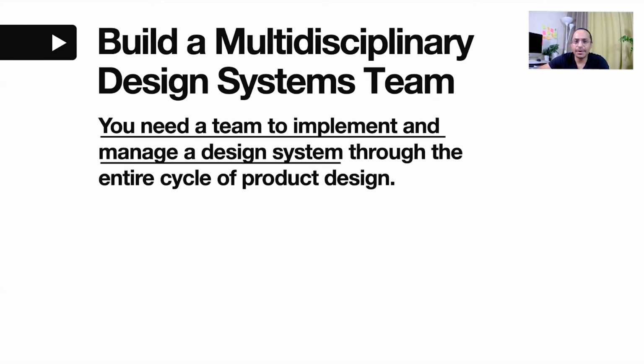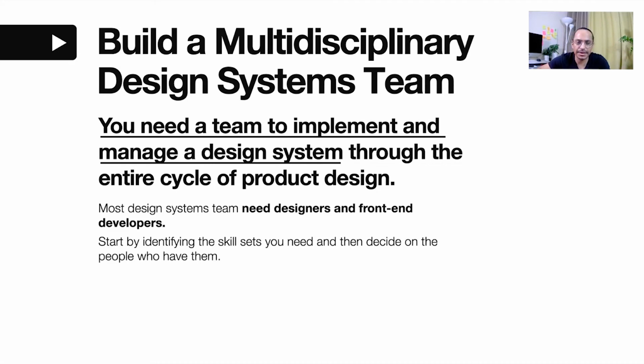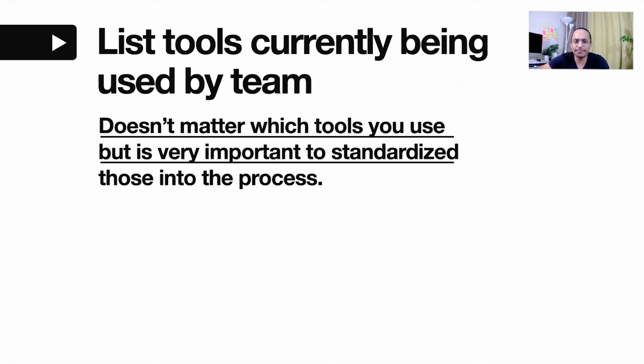Once you have this, create a design system team. Get one person from each team. You need a team to implement and manage a design system throughout the entire cycle of product design. It's a huge work. Most design system teams need designers and front end developers. Start by identifying the skill sets you need, then decide on the people who have them, and bring them to work on it.